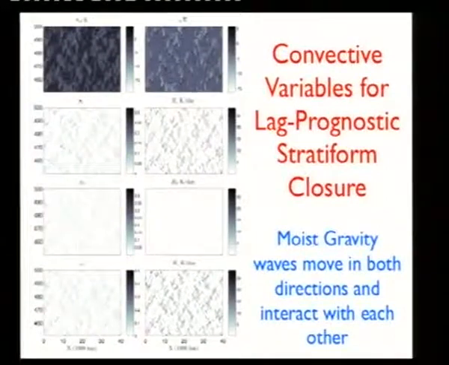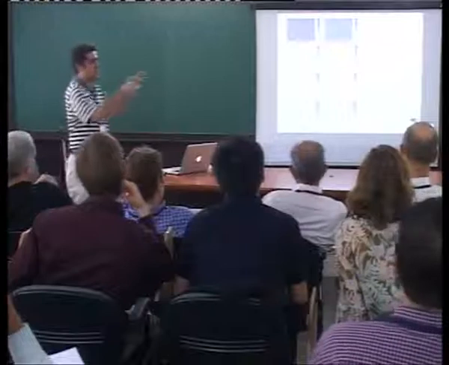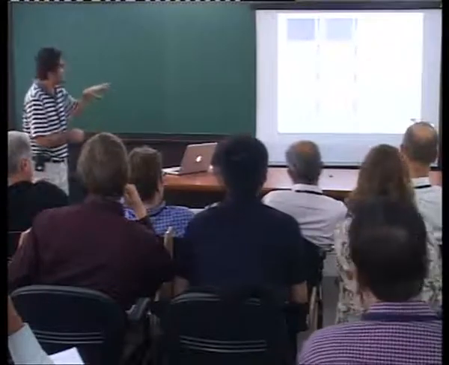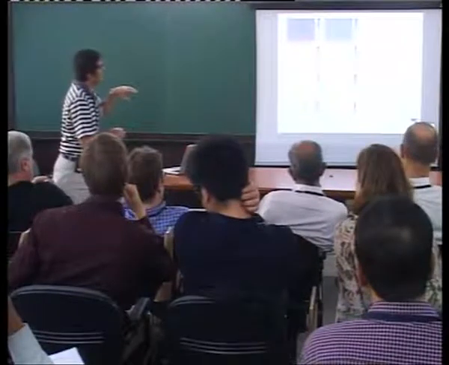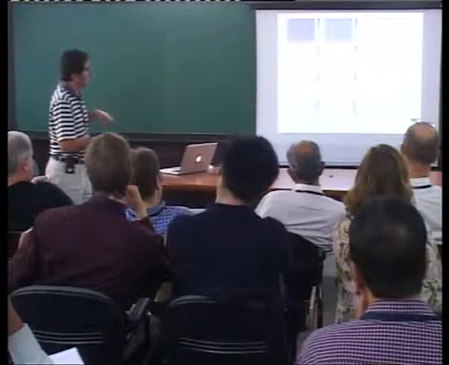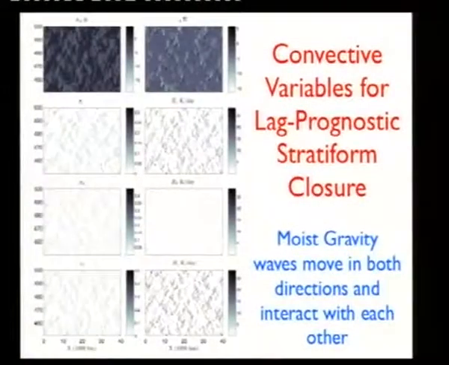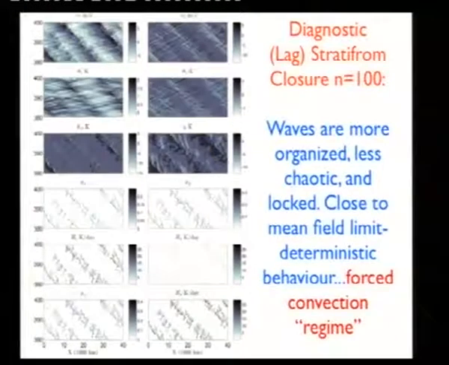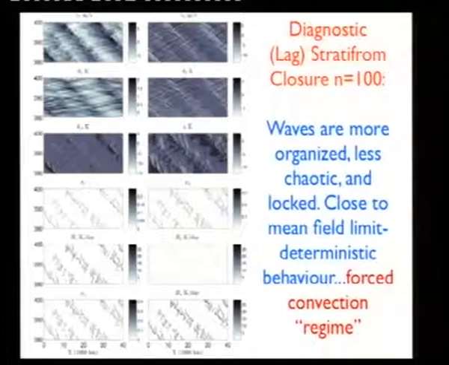So this is the stochastic model with the other closure, the lag prognostic stratiform closure, showing the convective variables. This is theta EB, Q, this is the area fraction, and the deep and stratiform. This is the heating. You get these waves going in that direction. But inside, you get all these mesoscale structures popping out in different directions. You also get nice synoptic scale waves that go in both directions. And it's very chaotic. When I increase the number of sites, it becomes more deterministic in some sense, because you are going to the deterministic limit. It's expected. So you get these envelopes that are very persistent.